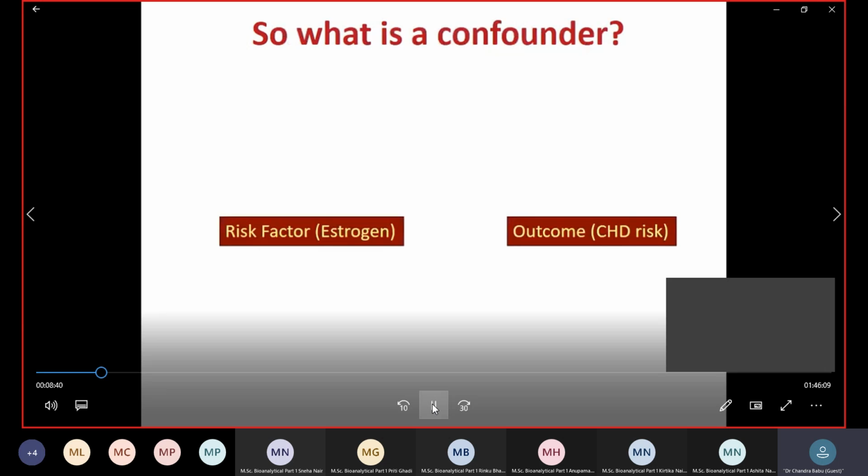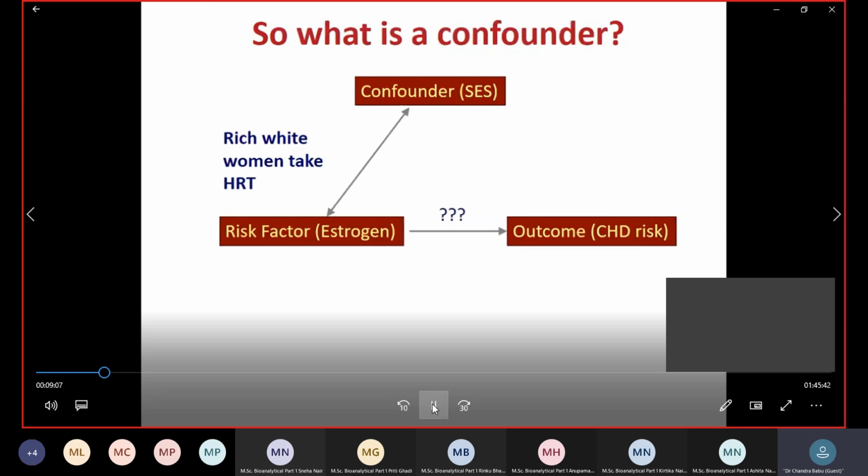This is one of the things. Basically, a confounder: I have some exposure, estrogen, and I'm interested in seeing if it's related to some outcome, heart disease. That's the relationship I'm interested in. But I've got this other thing hanging around in the ether called a confounder, and it's probably socioeconomic status. And it turns out that rich white women took hormone replacement. I mean, rich white women don't have heart disease.